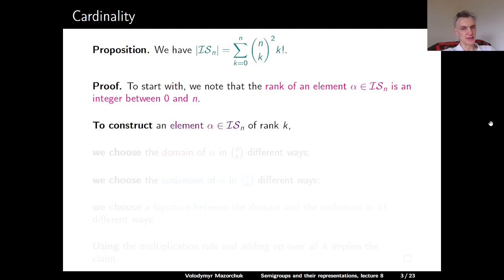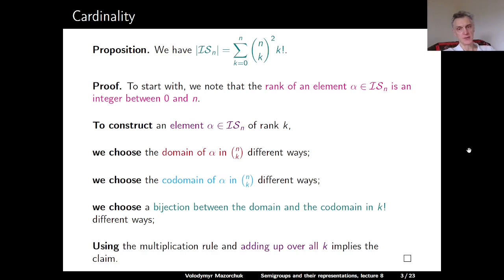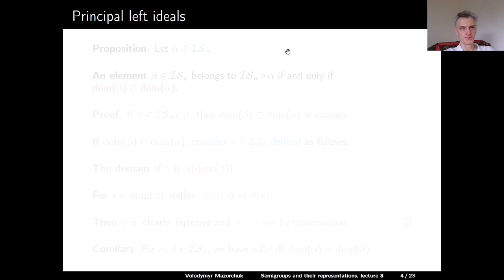So if we want to construct an element alpha of ISN which has rank k, we should choose the domain of alpha. We can do it in n choose k different ways. Then we should choose the codomain of alpha, and this we again can do in n choose k different ways. And finally, we should fix a bijection between the domain of alpha and the codomain of alpha. Since both sets have k elements, such bijection can be chosen in k factorial different ways. So using the multiplication rule and adding up over all k, we get exactly the formula in our proposition.